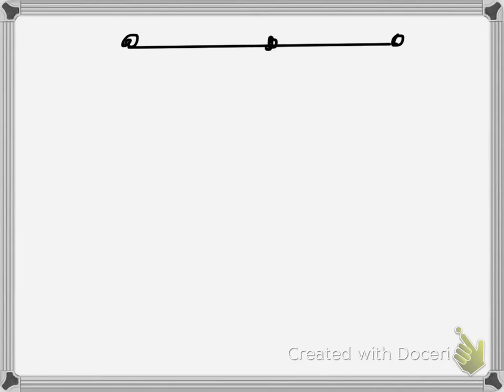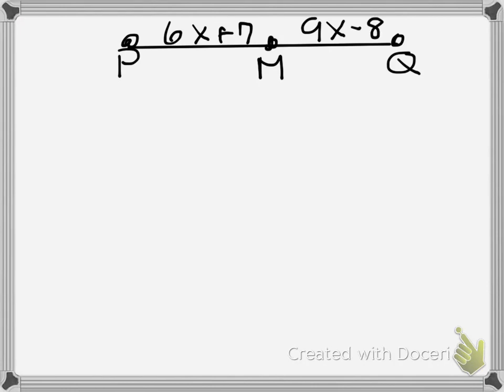So we are told that M is the midpoint of PQ. So I'm going to draw that in. PM is 6x plus 7. MQ is 9x minus 8. And we need to find x. All right, what we do know about the midpoint is, again, it splits this into 2 equal pieces. So all we have to do is set these 2 pieces equal to each other, PM and MQ, and we can solve for x, because again, we know that they are the same length.